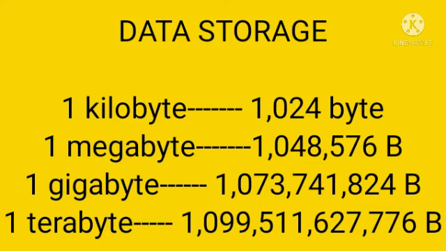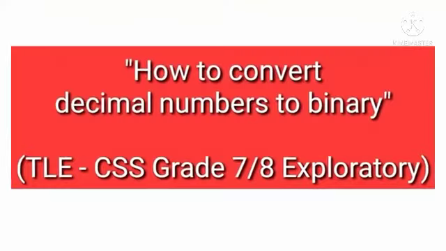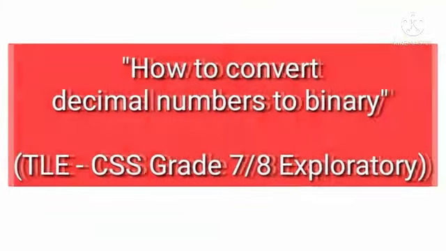So here is the data storage. 1 kilobyte is equal to 1024 bytes. 1 megabyte is equal to 1,048,576 bytes. 1 gigabyte is equal to 1,073,741,824 bytes, and 1 terabyte is equal to 1,099,511,627,776 bytes.